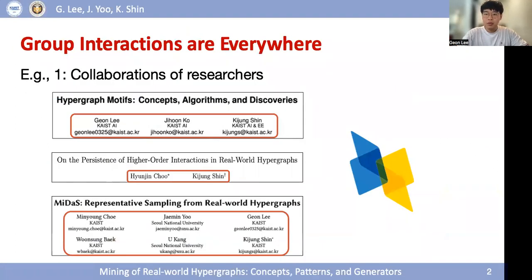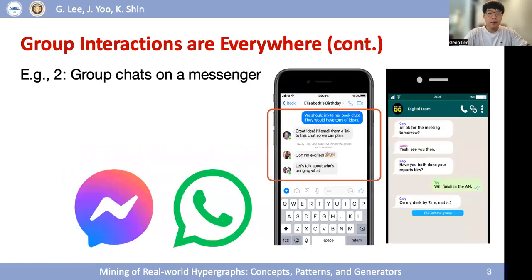In real-world scenarios, how do we interact with others? Let's first think of publishing a paper. We often co-work as a group with lab members, advisors, and colleagues. Such collaboration of a group of multiple researchers can be any size, which means that any number of researchers, including only two, can co-work together and form a group. For example, these are some of the papers that will be introduced in this tutorial, and you can see that each paper is co-authored by different numbers of people.